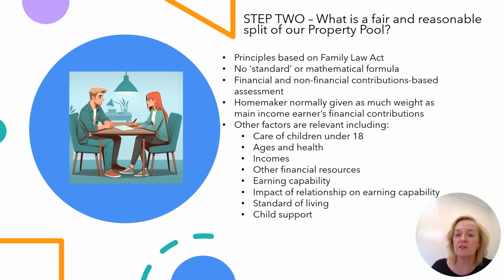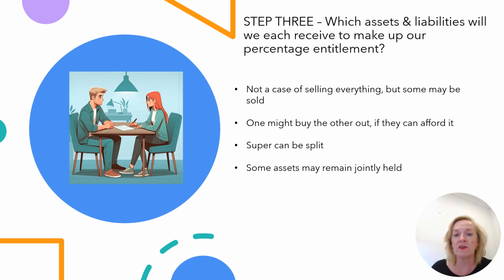In a $400,000 property pool, that 10% adjustment would only be an $80,000 difference. So there's no hard and fast rule.